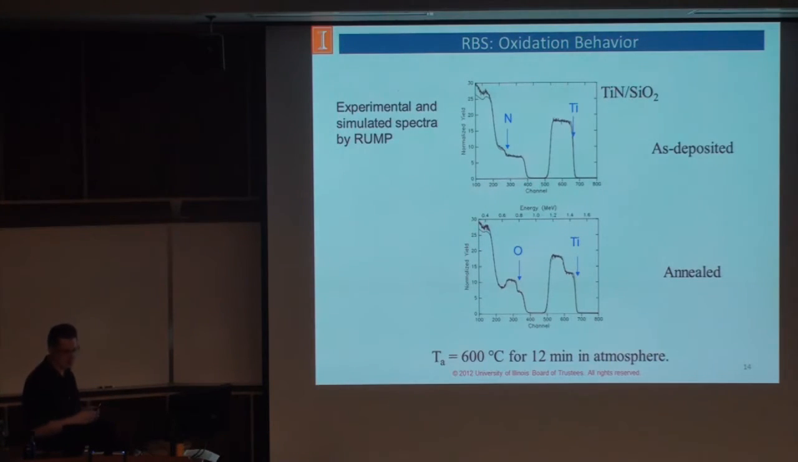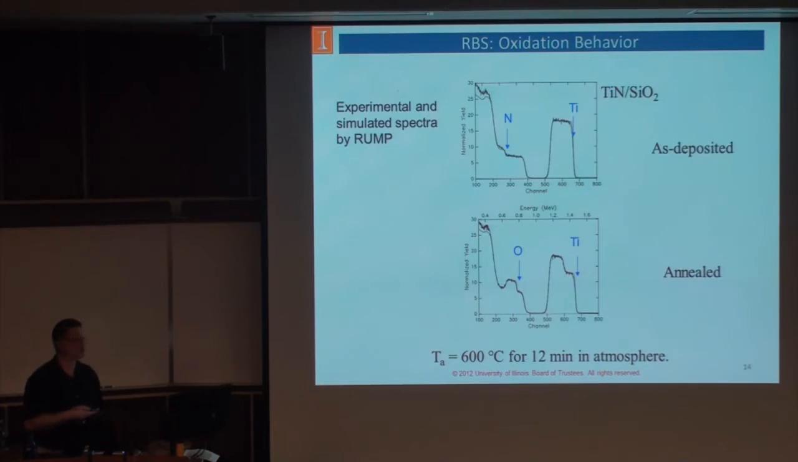Finally, this was an experiment done looking at the oxidation of a titanium nitride film on silicon oxide. And so this shows the experimental and the simulated spectra done through RUMP. And so as deposited, we have a nice titanium peak. We have a nice pickup from the oxygen, and then the nitrogen is here.